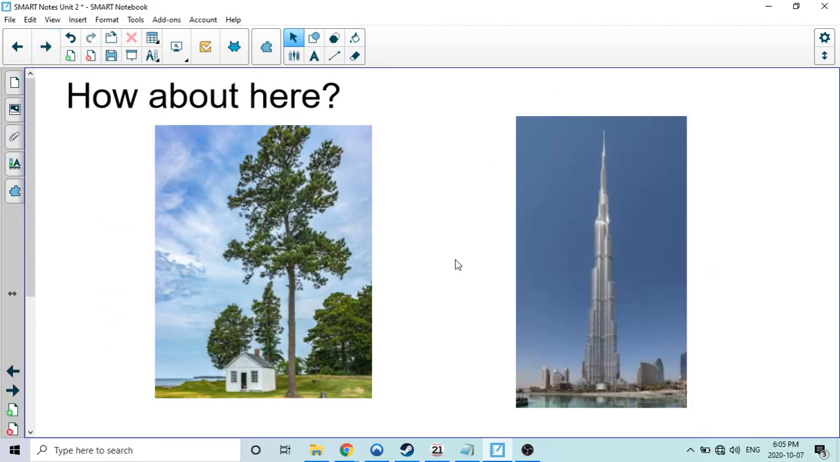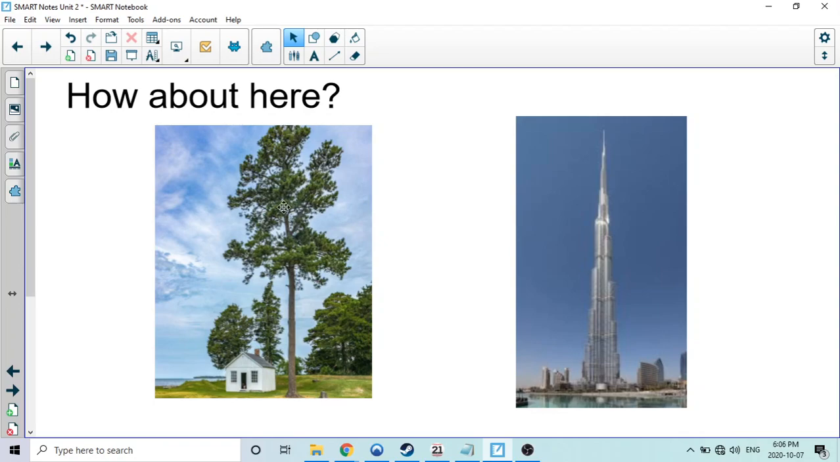How about this one? This on the right here is the Burj Khalifa, which is the tallest building in the world. It's in the United Arab Emirates, the Middle East. You can see how it makes these other fairly tall buildings look like the size of ants. And this is a very tall tree.